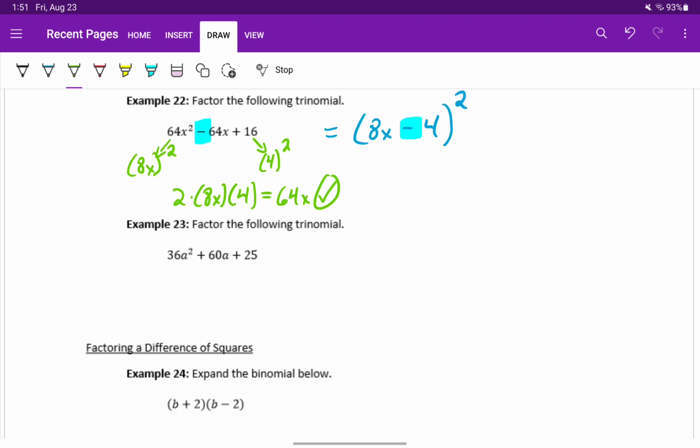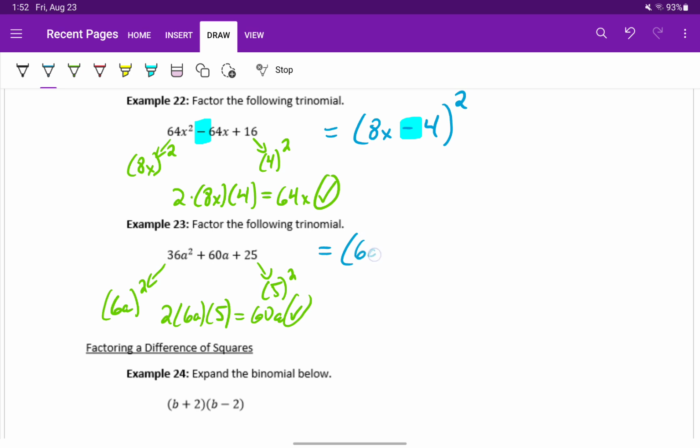In example 23, we want to, again, verify that pattern. What we have is 6a squared and 5 squared. So if 2 times 6a times 5 is equal to 60a, which it is, then we meet the conditions for this pattern, and we're going to be able to factor this without going through that entire AC method or some other process. We'll be able to just quickly jump to factoring this as 6a plus 5 squared. And again, we look at that middle term to determine the sign of that factored expression.